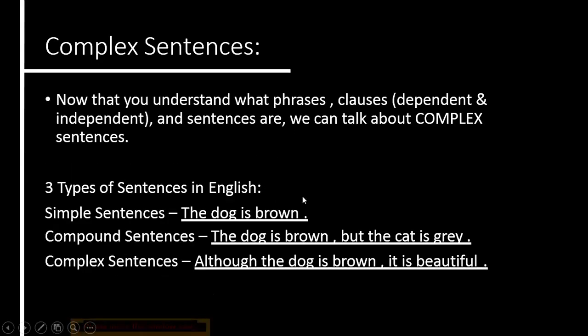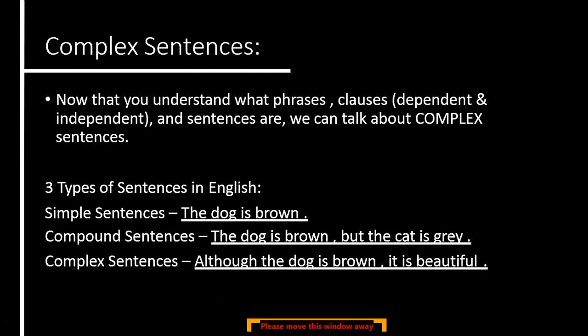For example, look at the samples here. Although the dog is brown, it is beautiful. Before, we took the compound sentences. Usually compound sentences are the ones that are linked with the fanboys. And I guess you know the fanboys. It's not something difficult. A compound sentence is linked with fanboys, like and, but, or, and so on.